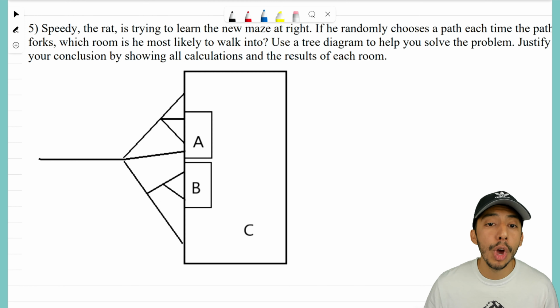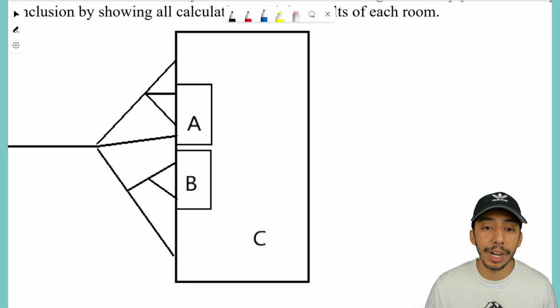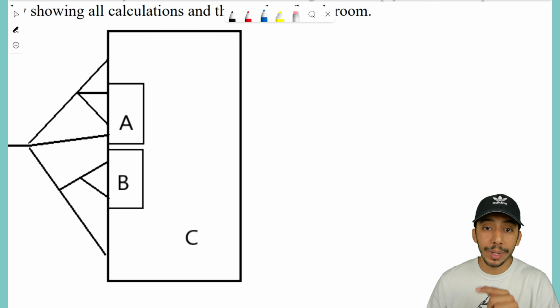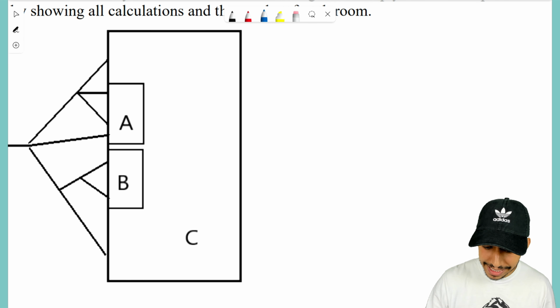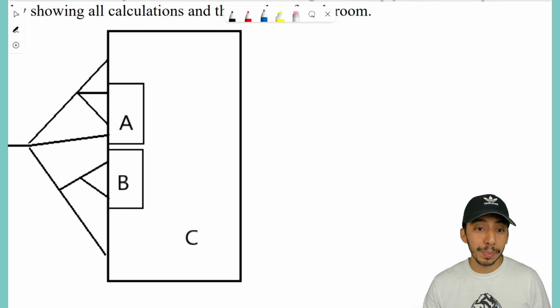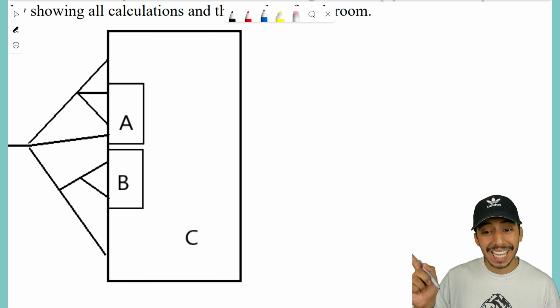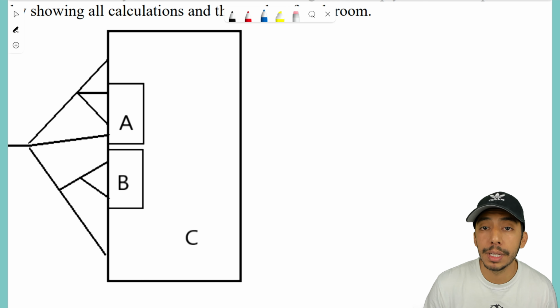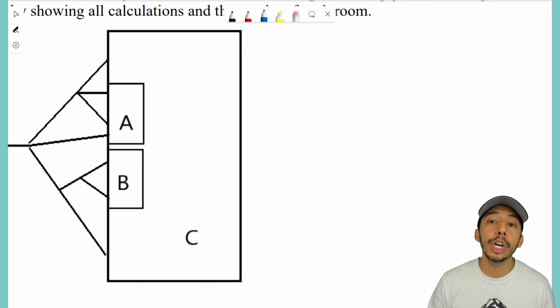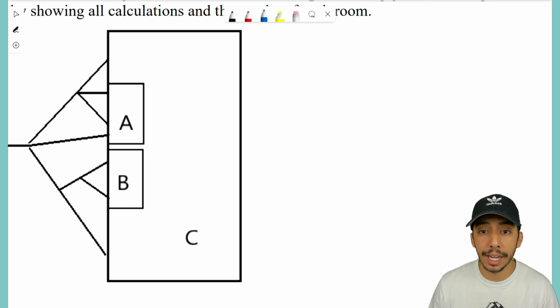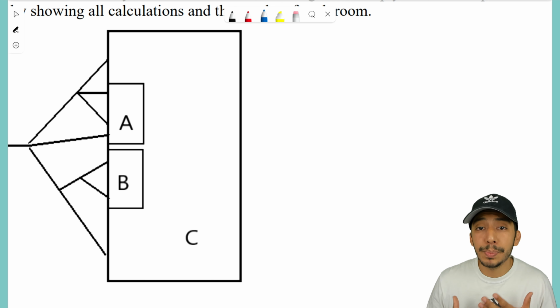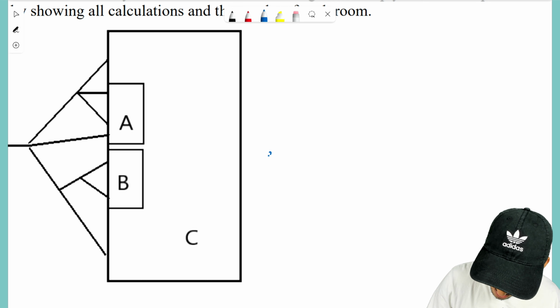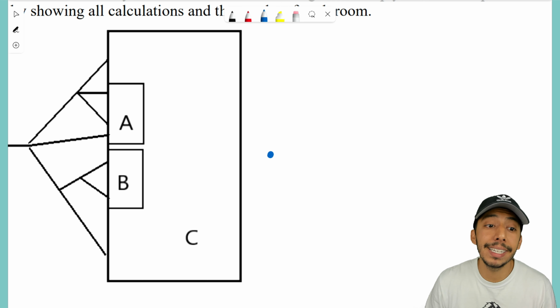So for this problem, we need to make a tree diagram. I'm going to zoom in here so that we can make it. Now, I'll give you a hint. We have a maze, with Speedy the rat moving through it. That maze is really going to be your tree diagram. What you're seeing there shows you all the different branches that Speedy the rat can go down. What we have to do is basically just copy it down and then add all the information that we need for our tree diagram to work.